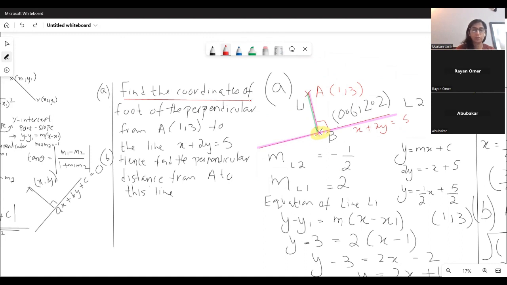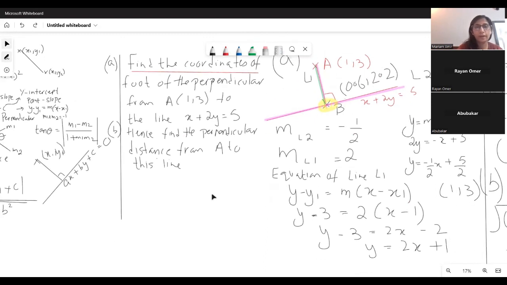No, not this question. The question has changed into this. Find the perpendicular distance. This was example 1. Okay, what is example 2?